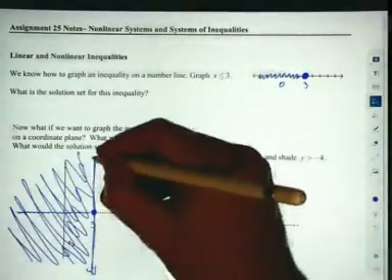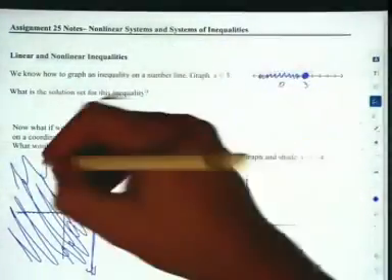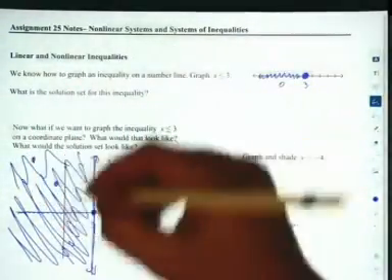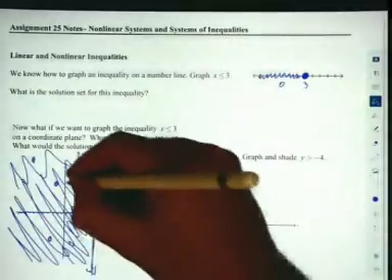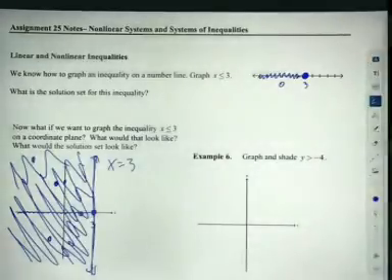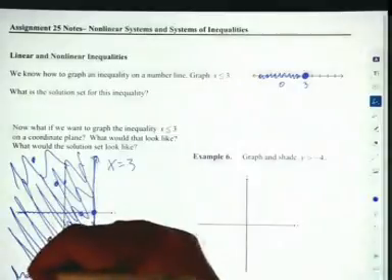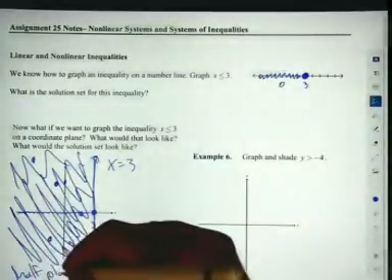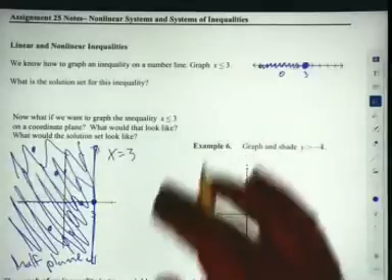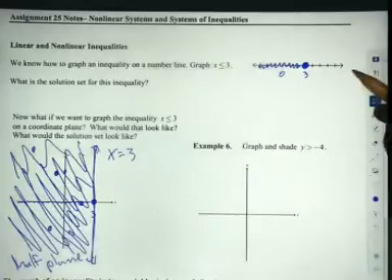So we're talking about all of the ordered pairs that would be in this shaded region. We're talking about that ordered pair, and that one, and that one, and all the infinitely many coordinates in this shaded region, what's called a half plane. That's what we're talking about. So we're going to transition from shading on a number line to now shading on a coordinate plane.